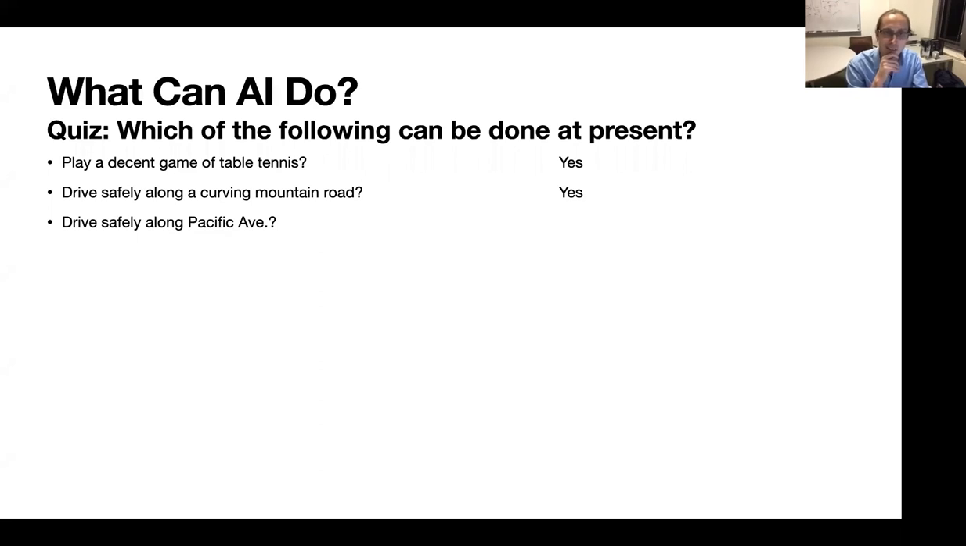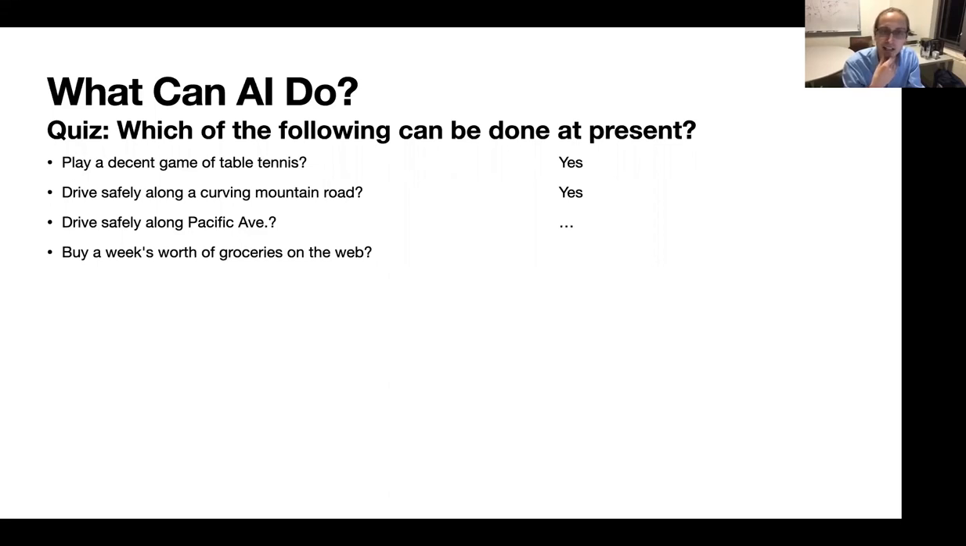Can an AI drive safely along Pacific Avenue? Which is the road downtown in Santa Cruz. Again, mostly yeses and no's. So I put that with the dots. I didn't put a definite yes, mostly because I thought there's a lot of pedestrians sometimes that cross, and who knows. There's a lot of traffic there. Maybe the jury is still out with you on that one.